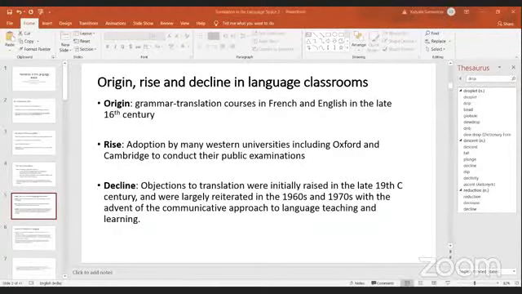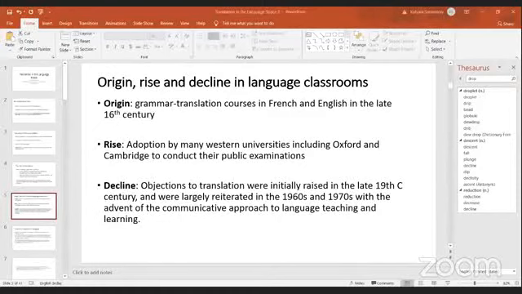The effectiveness of this translation method was brought into question on theoretical grounds, first of all, by Henry Sweet and Otto Jespersen. The movement was based on two fundamental principles. And each of these principles ran counter to the grammar translation method of teaching.